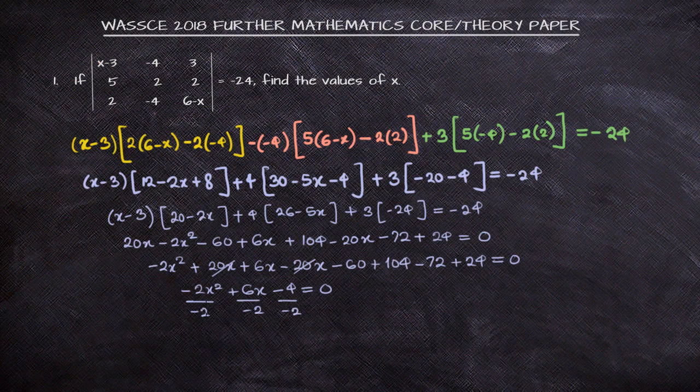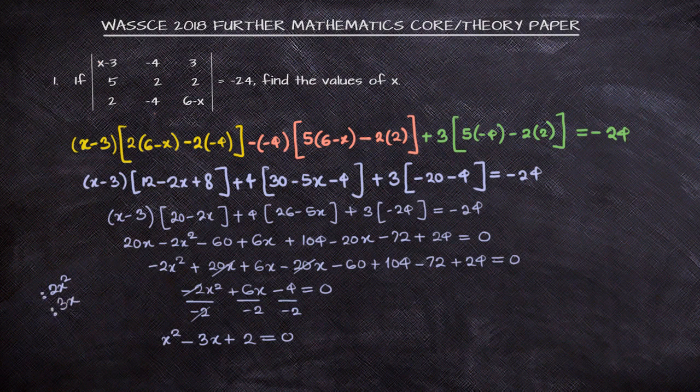And now, minus 2 will cancel out minus 2. So, we have x squared. Now, 6x divided by minus 2 is minus 3x. And minus 4 divided by minus 2 will be plus 2, because the negatives will also cancel out. So, here we have this quadratic equation that we can look at for the product and the sum, so that we can input here.